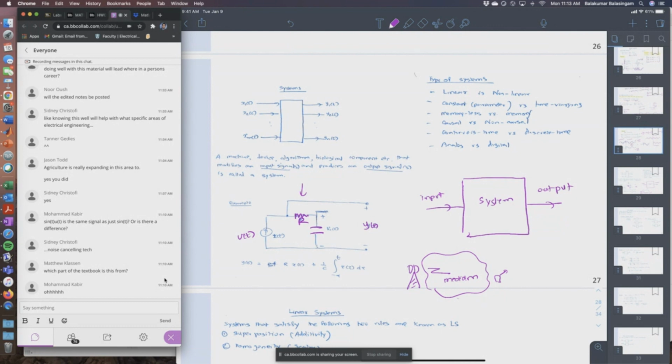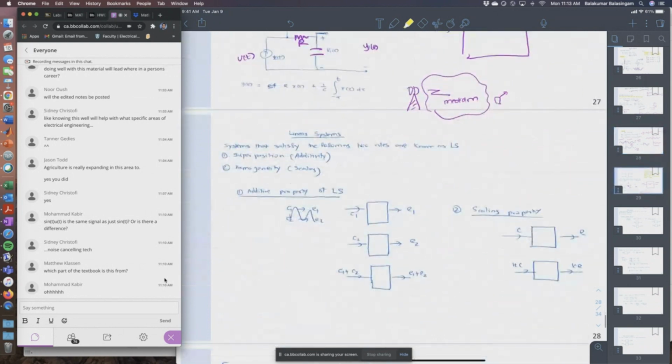So we will revisit this a lot. There is linear versus nonlinear systems, constant versus time varying system, memoryless versus memory system, causal versus non-causal systems, continuous time versus discrete time system, analog versus digital. There are many ways to define systems. This is a very high level introduction to systems, but we will focus on one part called linear time invariant systems. This whole lecture is about linear time invariant systems.